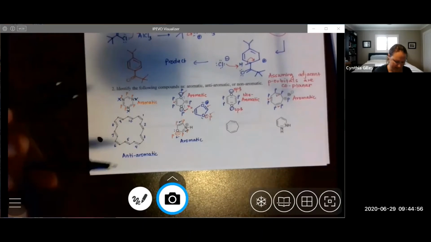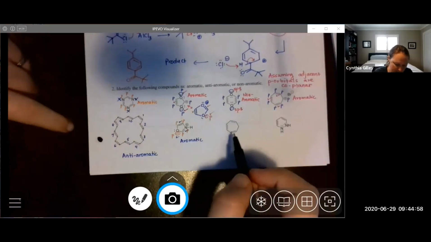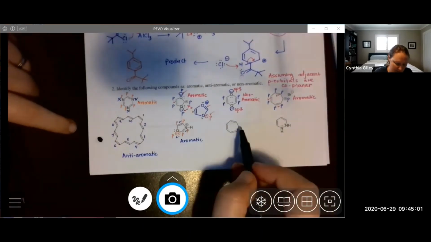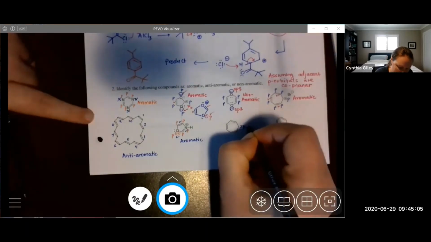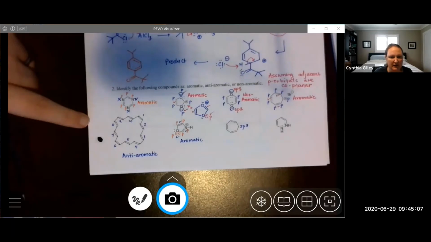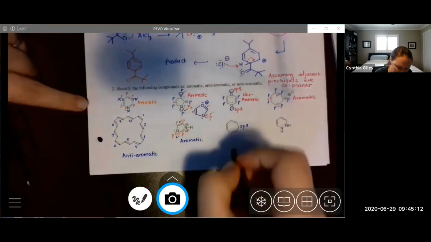We're looking at the next one. This one almost looks like the tryptophan ion, but there's no ion here. This carbon is actually sp3, which means there's no p orbital there. There's no p orbital, so it cannot be aromatic or anti-aromatic.